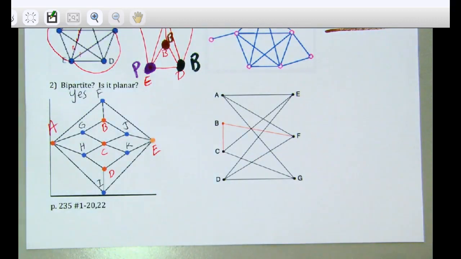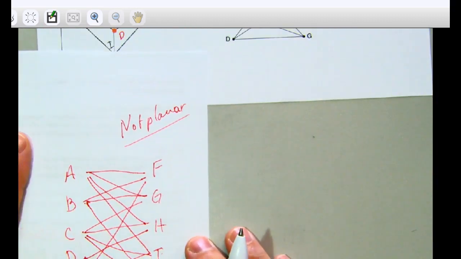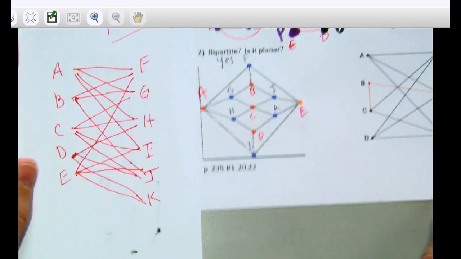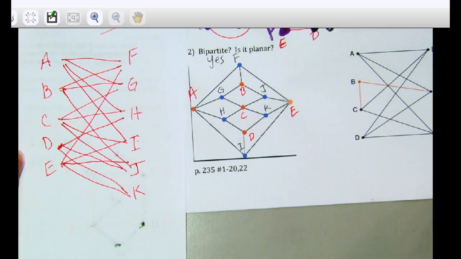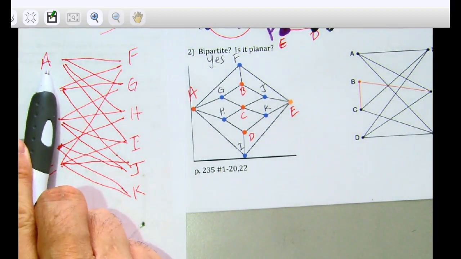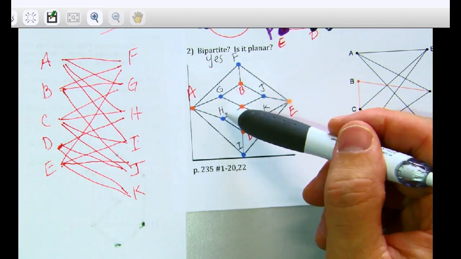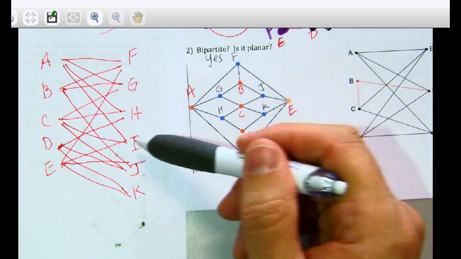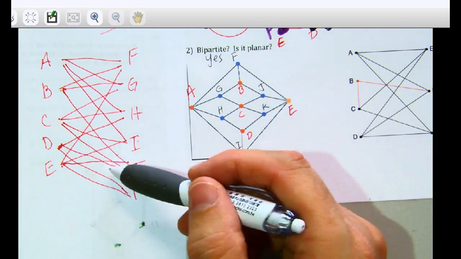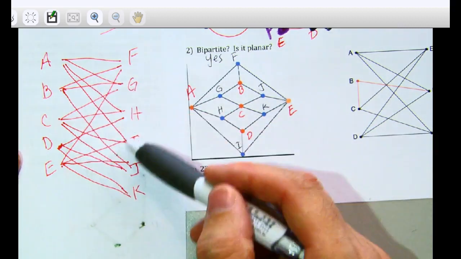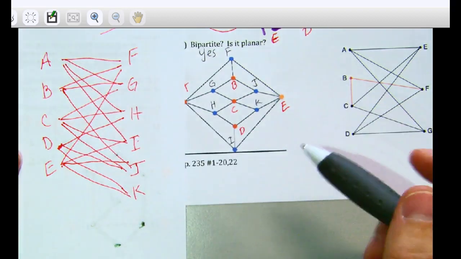Now, is it planar? Well, what I did was I went and took these values, A, B, C, D, and I connected them up. So if I look at this, this is A. A is connected to F, G, H, and I. So I connected all those. But it is not connected to J and K. But if you look at this, I did this for all of these vertices. This is a mess. There's no way you can take your rubber bands and play it out.